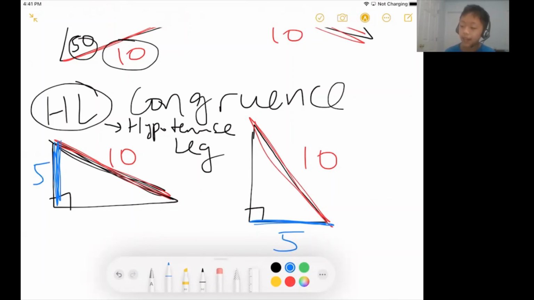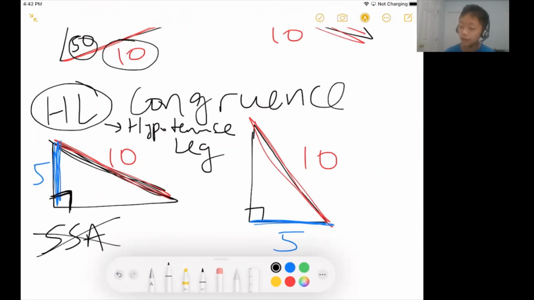And notice that HL congruence is kind of a special case of SSA, right? When we talked about SSA earlier, this is not valid. The angle has to be between the two sides. Notice that the right angle is not between the two sides. So you can think of HL as a special case of SSA that works. So note that HL congruence only works for right triangles.